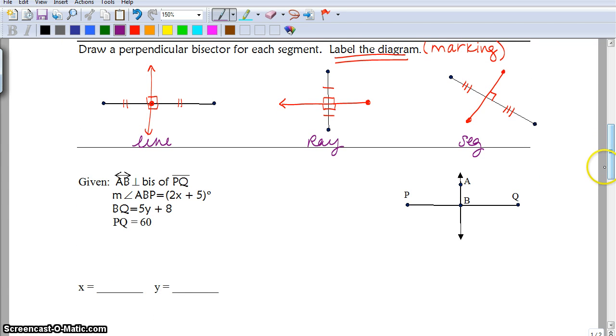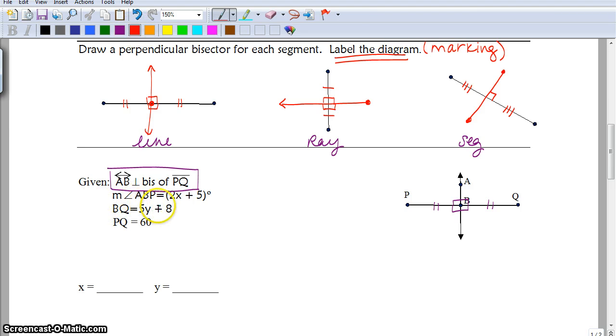Given AB is a perpendicular bisector of PQ. Guys, I cannot stress this enough. Labeling your picture is so key. A lot of people think that because this isn't a 2x plus 5 or an exact number or an expression, that this isn't information that can be marked. But this is crucial information. AB is the perpendicular bisector of PQ. That means that I can put tick marks on PQ and I can put right angles at that intersection point. So that's huge. That's telling us a lot of information. A lot of people pass that up and end up getting a wrong answer.